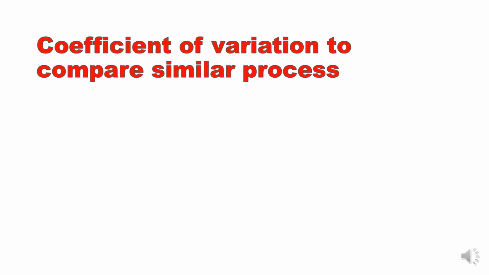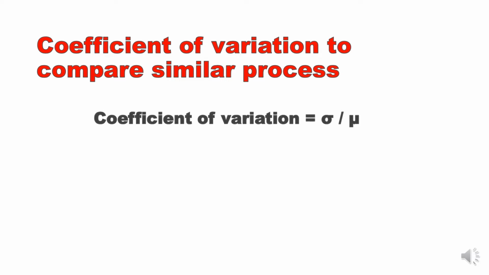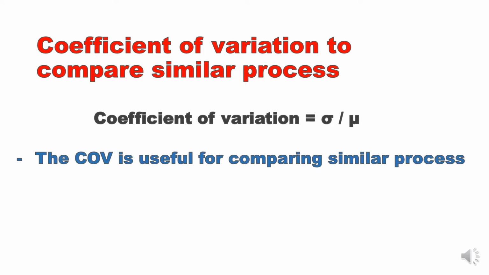So first we will understand what is meant by coefficient of variation. Coefficient of variation is sigma divided by mu. So for any process we first calculate the coefficient of variation by using this formula, sigma divided by mu. Sigma is the standard deviation and mu is the mean of the particular process. Once we calculate COV, then we can compare with a similar process.